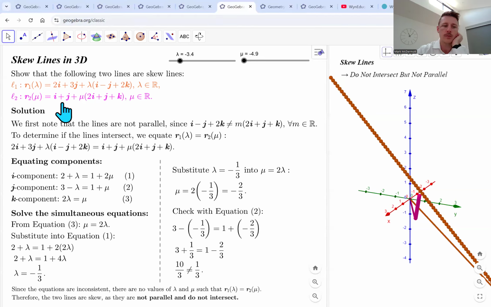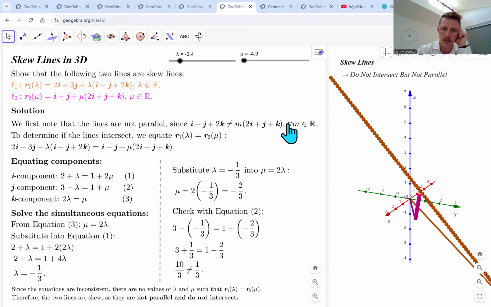Okay, so let's look at this example. Show that the following two lines are skew lines. Well, we've got this line here and this line here. I trust you can have a read of that. All right, first note that the lines are not parallel. Okay, i minus j plus 2k does not give us the same gradient as 2i plus j plus k. The direction vectors are different.